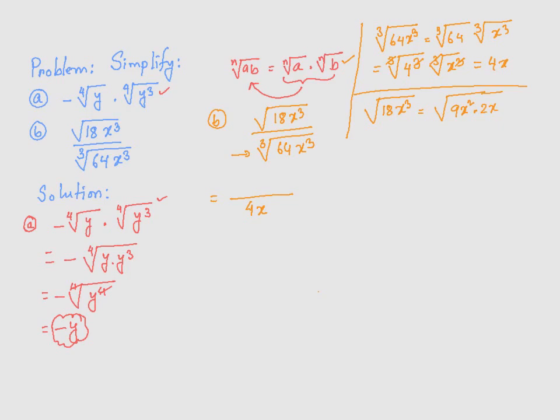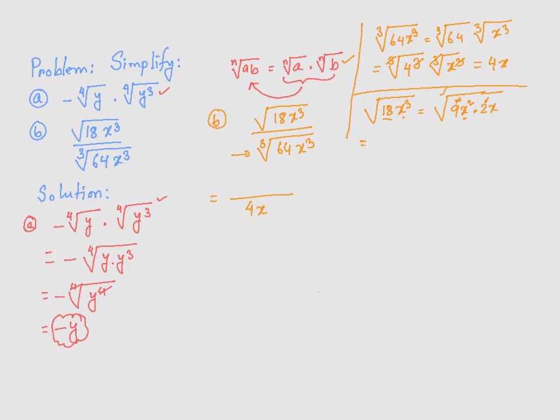9x squared is just basically I'm trying to factor out a perfect square. 9 times 2 is 18. So 9 is the biggest number I could factor out from 18. That is a perfect square. Why do I want a perfect square? So that it cancels with the square root here. And from x cubed, the biggest I could factor out is x squared, because x squared and the square root are going to cancel out. So this is why I did that.